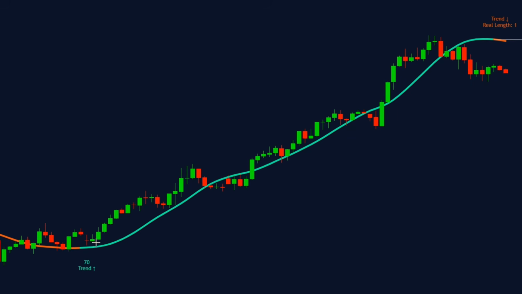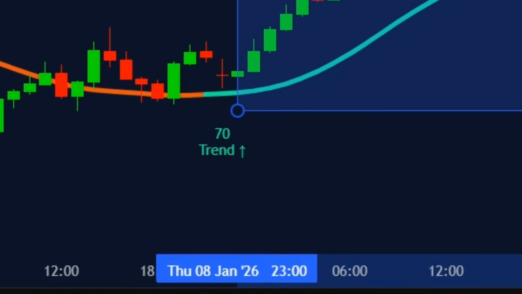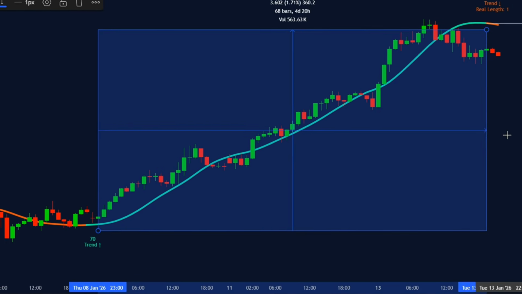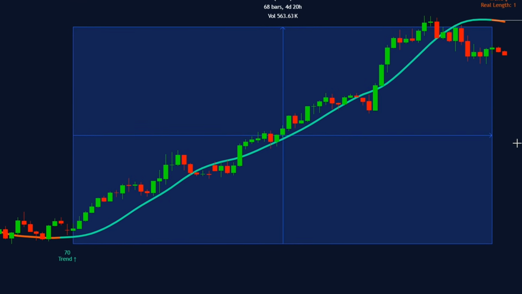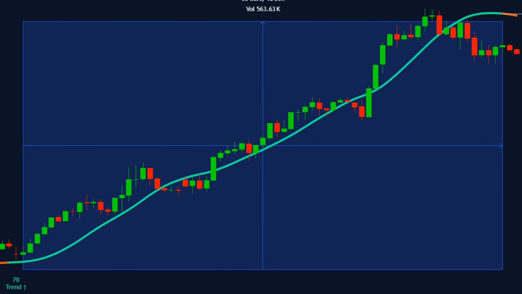The market rallied for a total of 68 candles, as indicated by the label you see right here. You can even double-check this manually. If you measure from the very beginning of that trend shift to the ultimate peak, it was indeed a sustained run of 68 bars. This is the power of understanding trend duration.